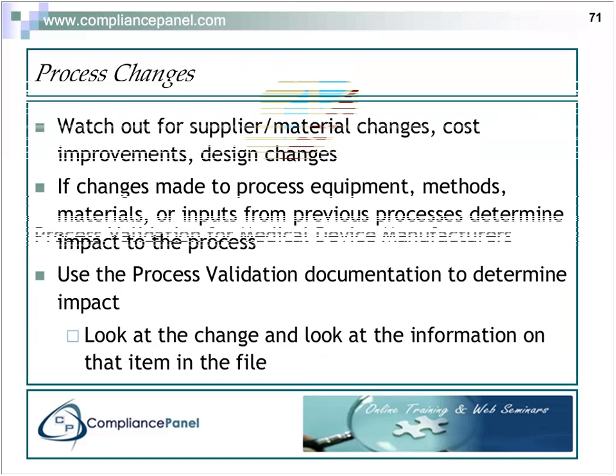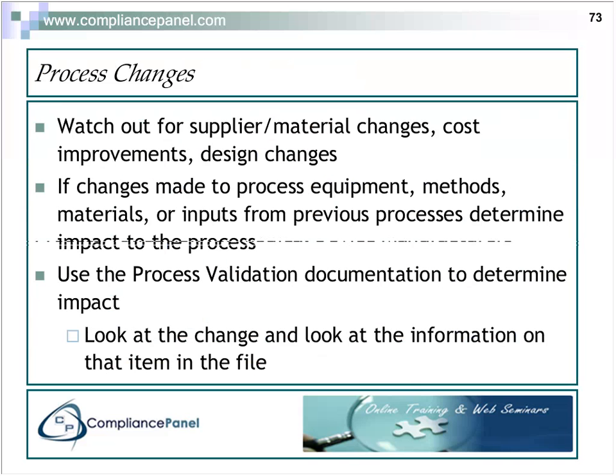Okay, so process changes. Watch out for supplier and material changes. Boy, these things can come and bite you. You don't know they happen, and all of a sudden the process goes out of spec and you don't know why. Cost improvements is always a source of concern. People are trying to reduce costs, and sometimes they take out the controls that are in the process to keep it producing consistently good product.